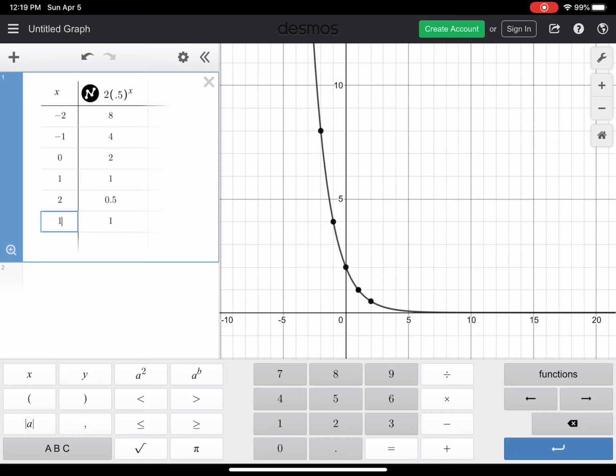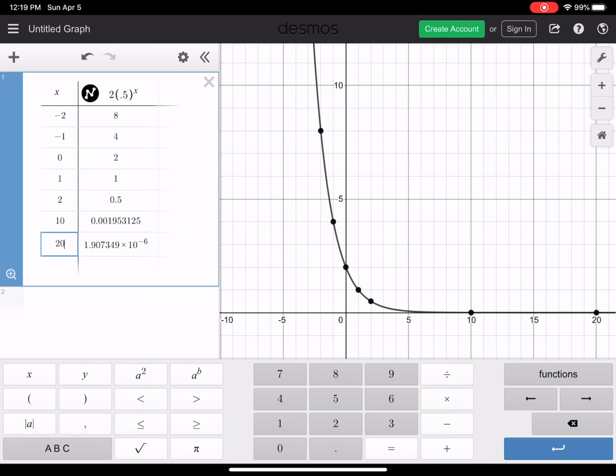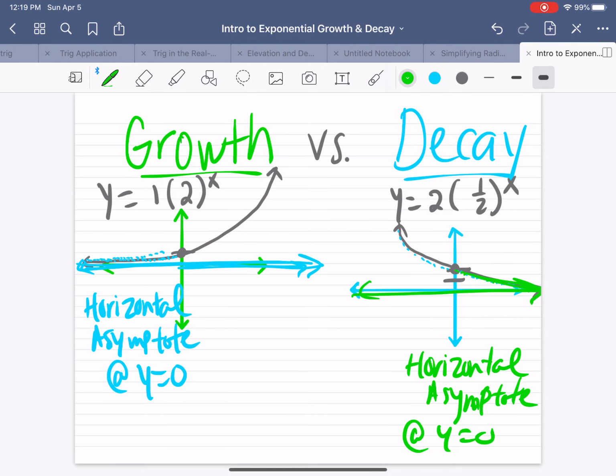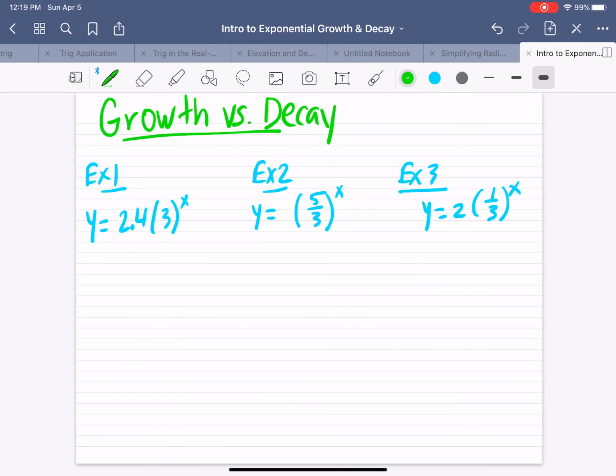So if you increase the x values, it should be getting really, really small. So let's say x equals 10. Now let's say our x value is 20. As you can see, you're approaching 0, because remember, times 10 to the negative 6, that means you're going to move the decimal to the left 6 times. So of course, that's really, really small. And let's try another x value, 30. Now the decimal is 9 units to the left. So of course, you're approaching 0, but you will never touch 0. So those are horizontal asymptotes.